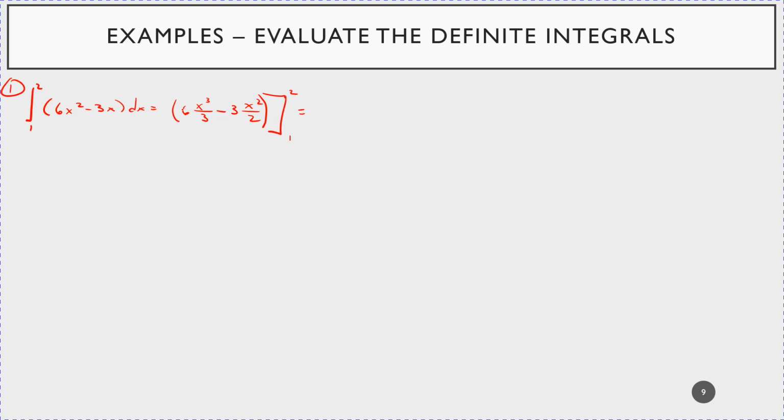So let me just clean this up. 6 divided by 3 gets me 2x cubed minus 3/2 x squared, and I'm evaluating from 1 to 2. The first thing I'm going to do, what the fundamental theorem of calculus says, is plug this 2 in. So this is 2 times 2 cubed minus 3 divided by 2 times 2 squared, minus, and now I'm going to plug 1 in, 2 times 1 cubed minus 3/2 times 1 squared.